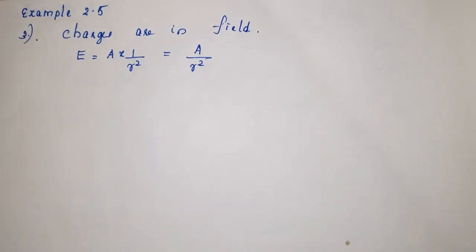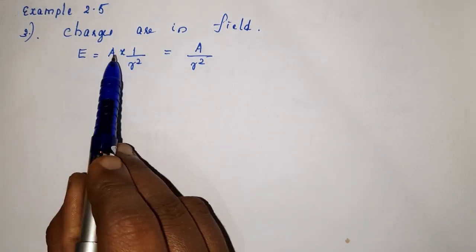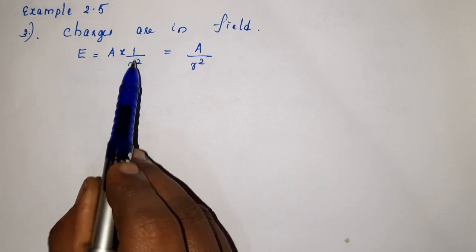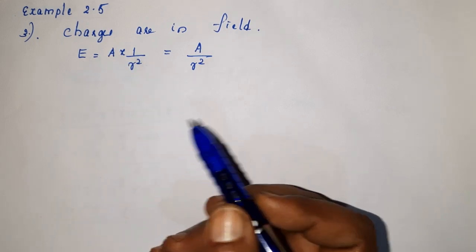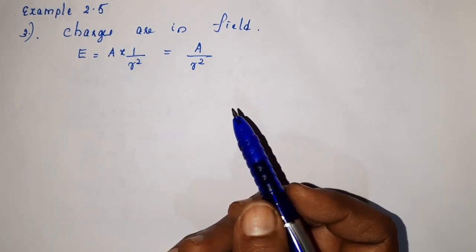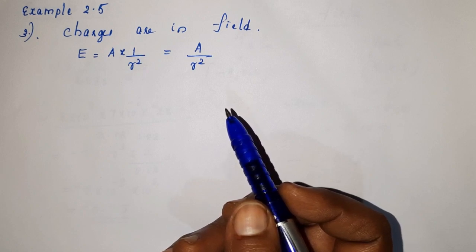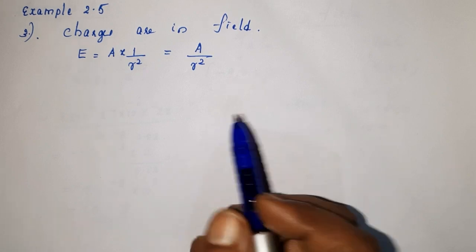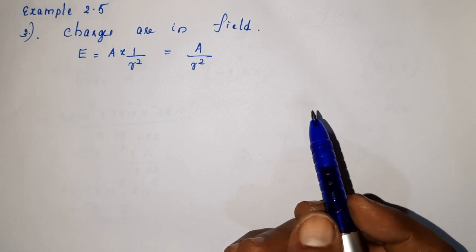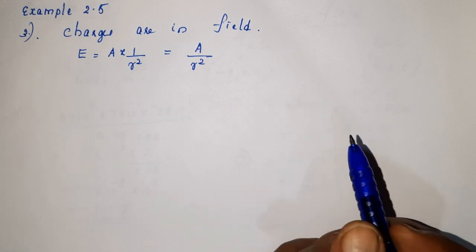So in doing the third part of the question, what is it given? The charges are kept in an external field. And what is that field? It is not a uniform electric field. The electric field is given by E equal to A by r square. And you are asked to find the electrostatic potential energy of the configuration. Means we need to find the potential energy.